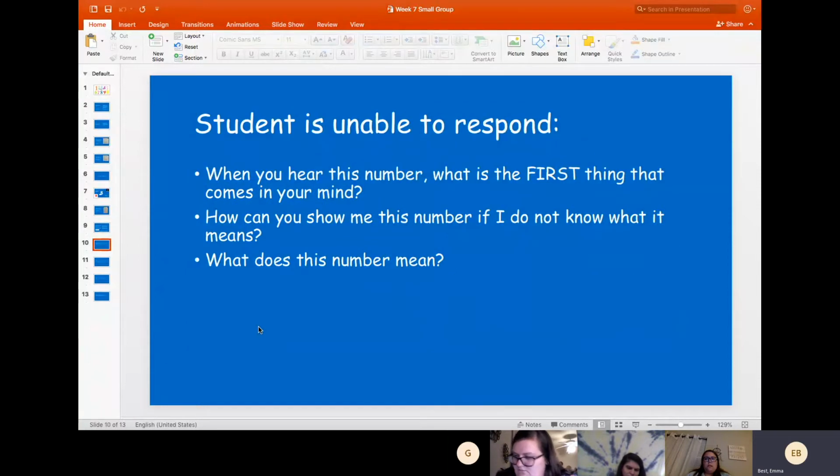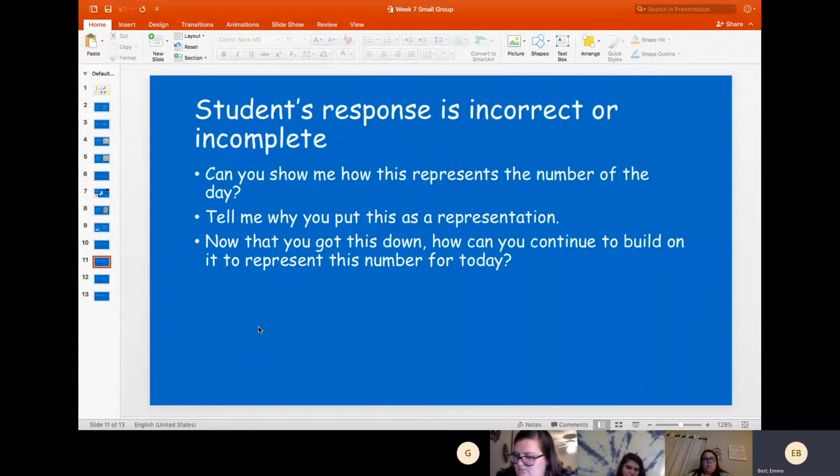So for questions, if the student is unable to respond, you can say, when you hear this number, what's the first thing that comes to your mind? How can you show me this number if I don't know what it means? And then what does this number mean?